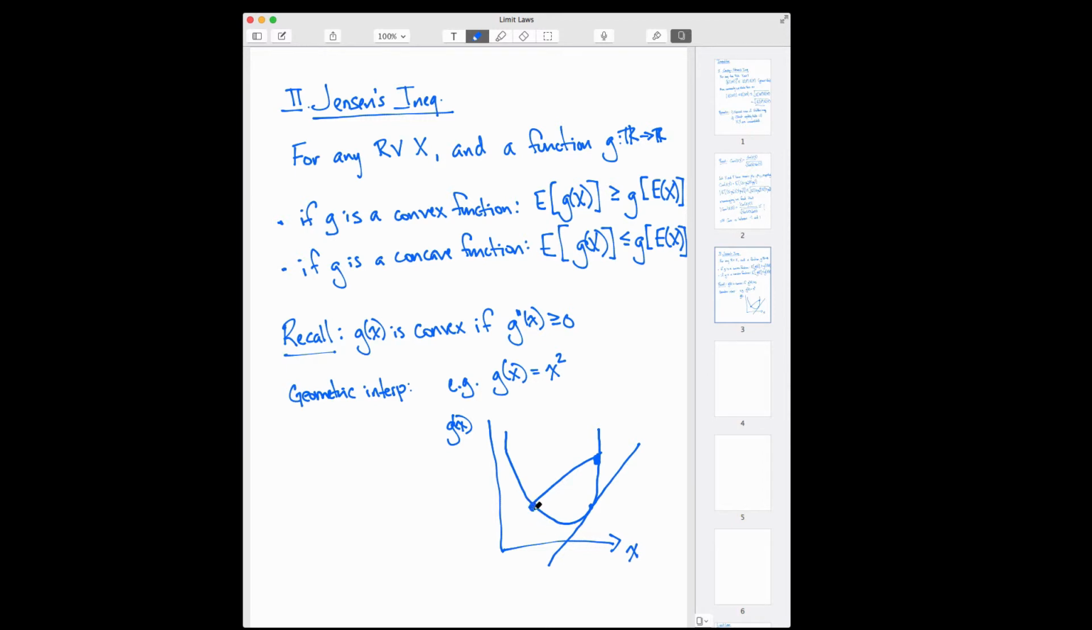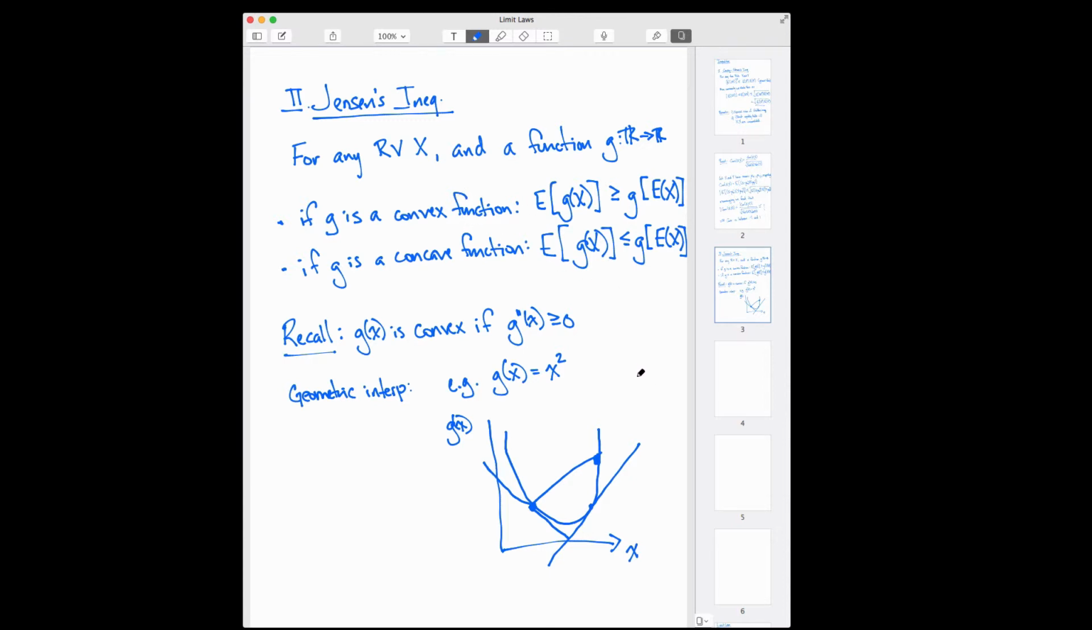Similarly, over here at this point, if we draw the tangent line, what you'll see is that the function still lies above that. And so that's another way to check for convexity of these functions, which may be easier, especially if you have a non-twice differentiable function, such as the absolute value.